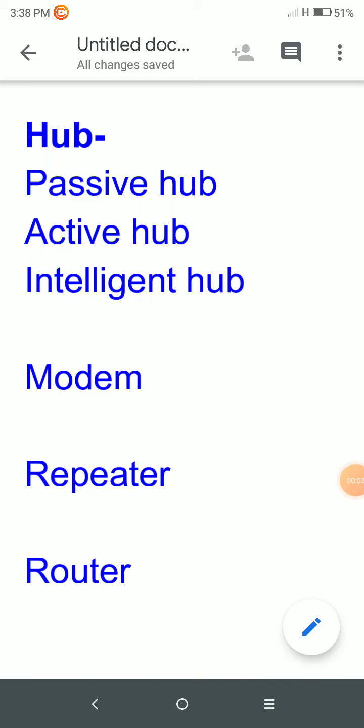Hi students, today we are taking up the components of networks, that is, the devices which we use for networks. There are a total of four devices we use for the connection of a network. To establish the network connection, we require some devices.